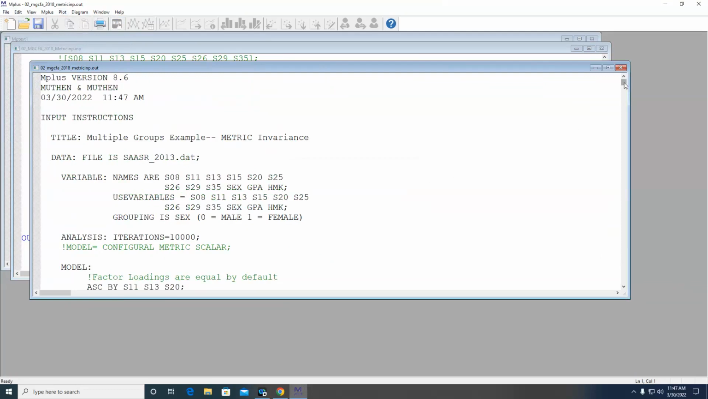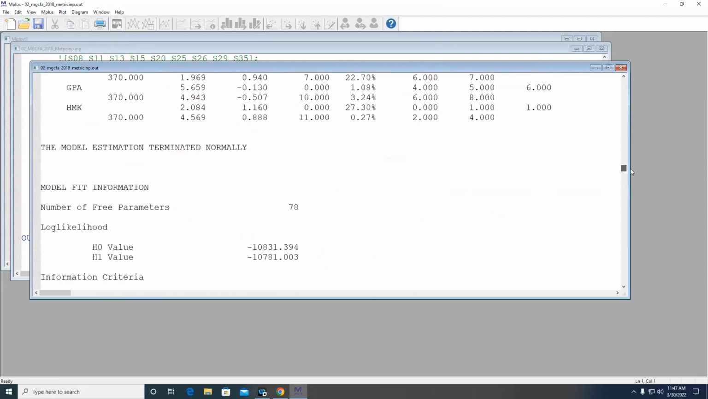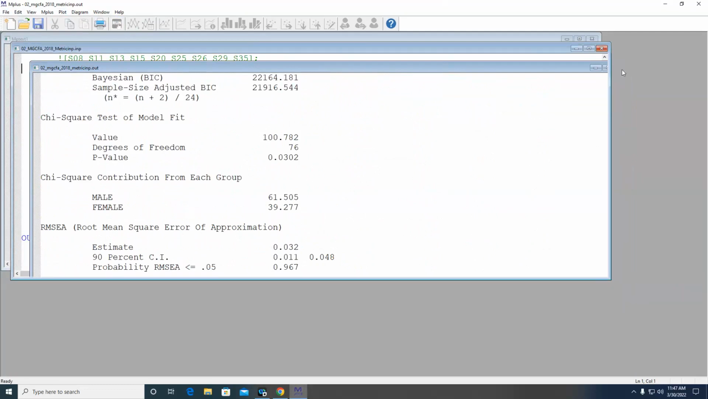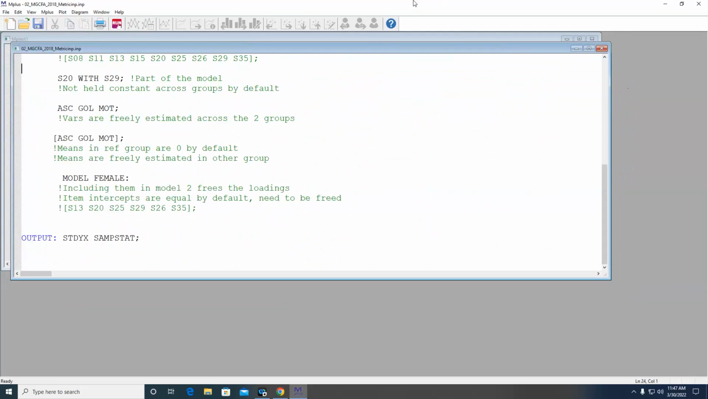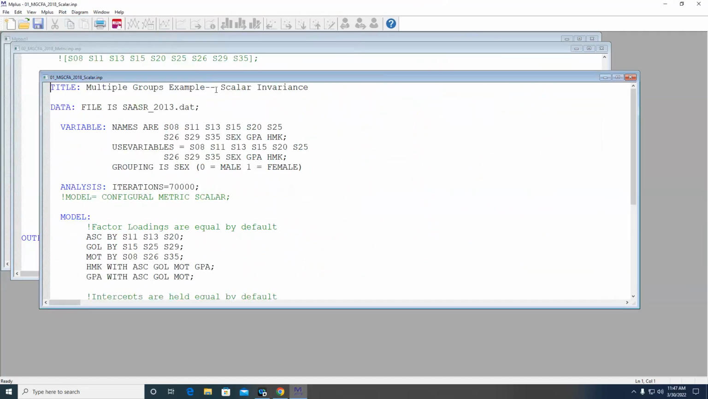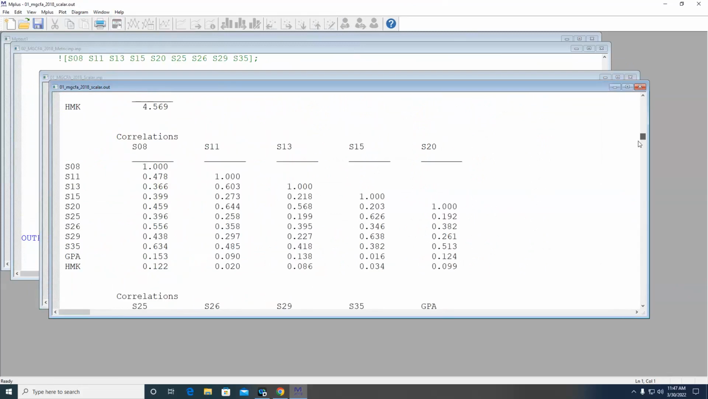So here's my scalar model. How many degrees of freedom am I going to have in my scalar model? Uh-oh, I didn't save my changes. I guess it doesn't work to not save them. All right, lesson learned. Okay, run my scalar model. There we go. So here we go.